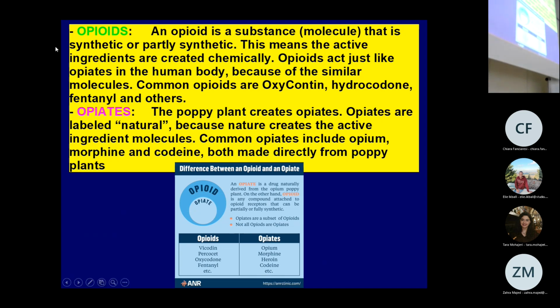So in the first class, we can find OxyContin, oxycodone, hydrocodone, fentanyl is another important potent compound, and others. In the second class, we can find morphine, codeine, and thebaine, and others. You see here the classification.